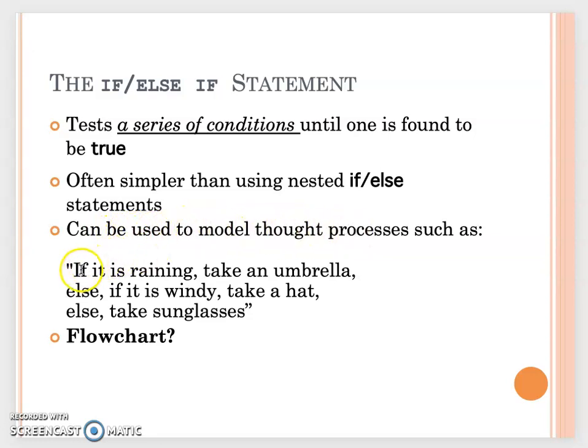For example, you see here, if we have so many conditions: if it's raining, take an umbrella. Else, if it's windy, then we take a hat. Else, if the sun is strong, then we need to take sunglasses. So that's why sometimes you have so many conditions, and if we continue to use the if-else statement, there will be too much indentation.